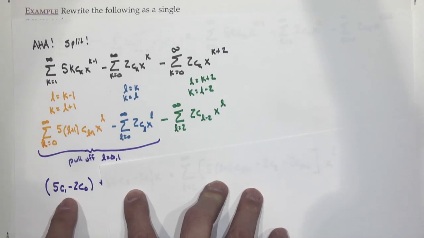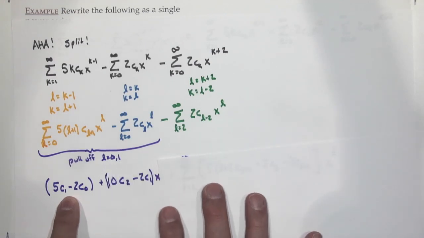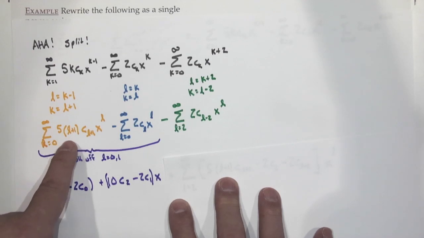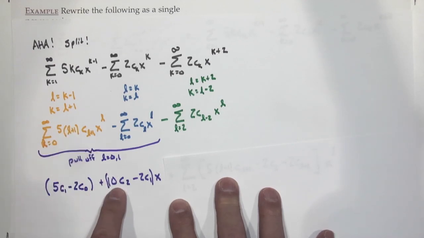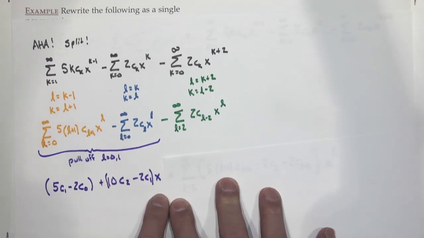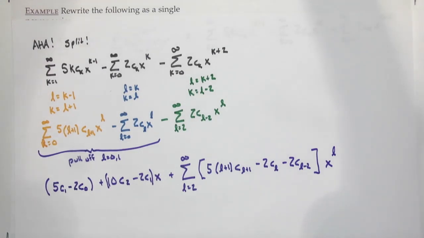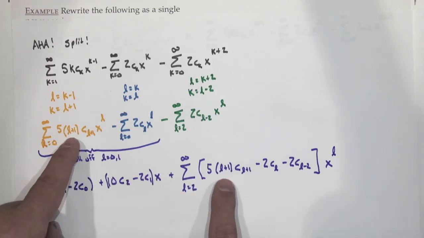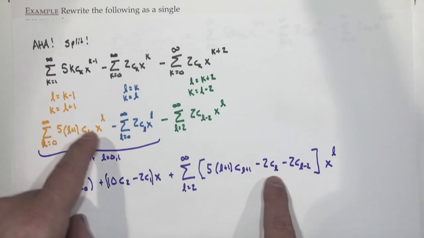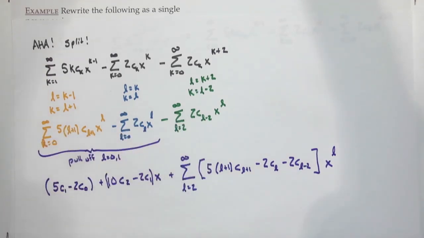So that's our constant term of our series. So this is the coefficient of x to the 0, our constant term. When we want our coefficient for x, well, that's plugging in 1. So 5 times 2 gives 10, c sub 2 minus 2c sub 1, x. And then everything else is one big sum, starting from 2 to infinity, and you just put them all together. Pull out the x to the L that's common, so you have the 5 times L plus 1, c sub L plus 1. You get the minus, don't forget the minus, 2c sub L, and the minus 2c sub L minus 2.